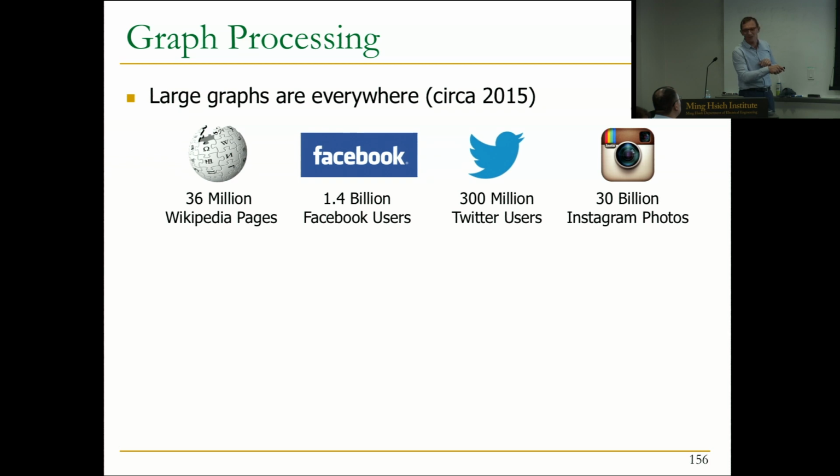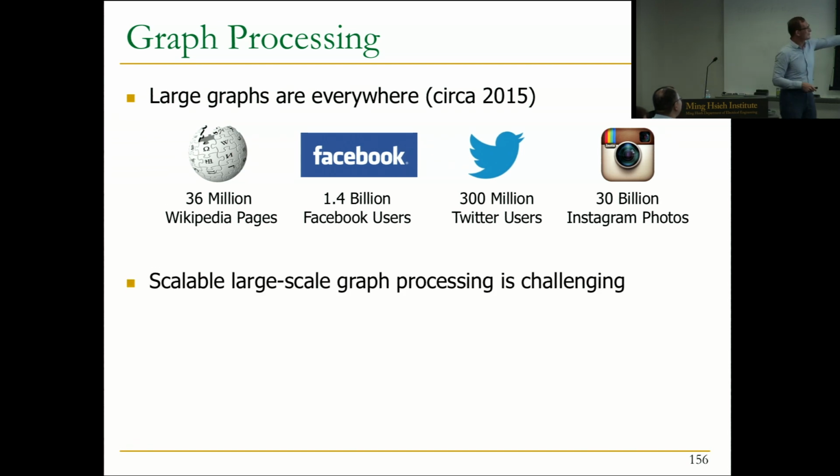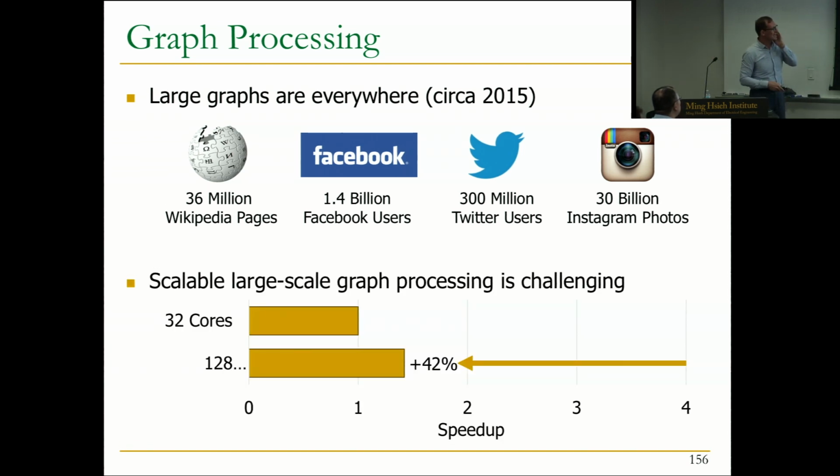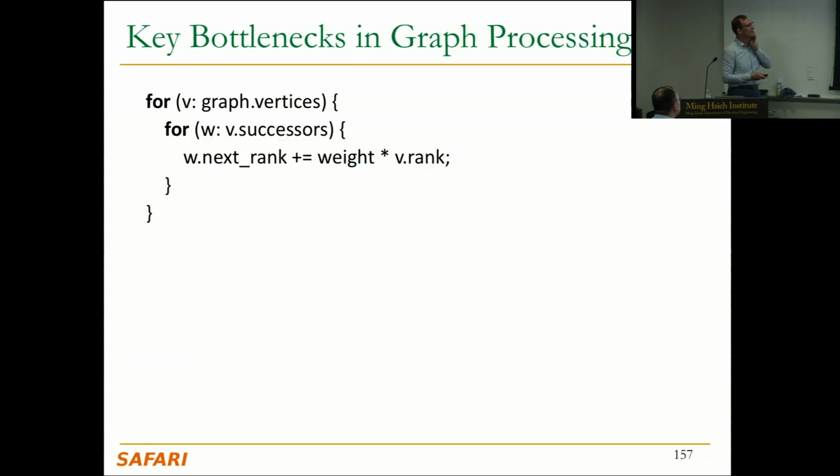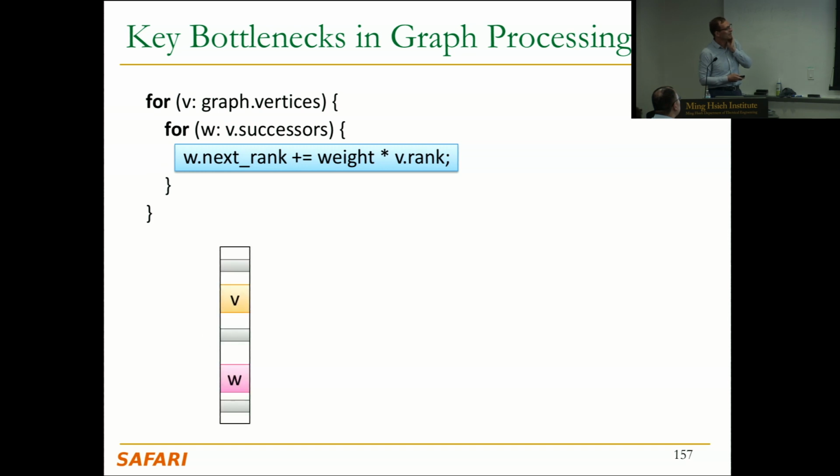When I give this talk at Facebook, they like correcting me, saying that it's not 1.4 billion, it's 2.23 billion. But then I added the circa 2015, so that I don't need to change my slide again. Okay, so scalable large-scale graph processing is challenging. If you throw cores at it, you don't gain much, because it's very much a bandwidth bottleneck problem.